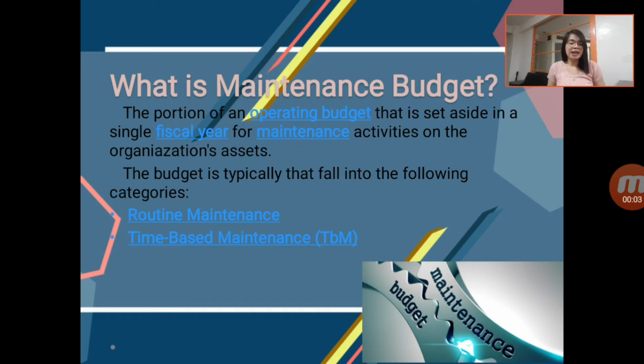The budget typically falls into the following categories. First is routine maintenance and second is time-based maintenance. So, what is routine maintenance? Routine maintenance is a type of maintenance of an asset that is planned and performed on a regular and consistent basis. Examples of routine maintenance activities typically include some of the following: steam cleaning of the carpets once a year, washing of the windows every 6 months, lubricating of the pumps yearly, mopping of the floors daily, and mowing of the lawns weekly during the growing season.